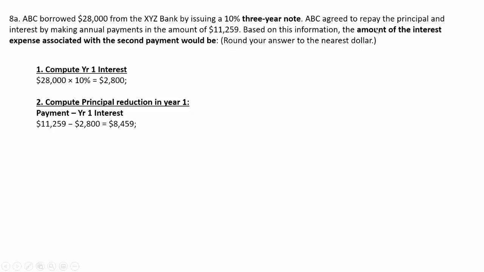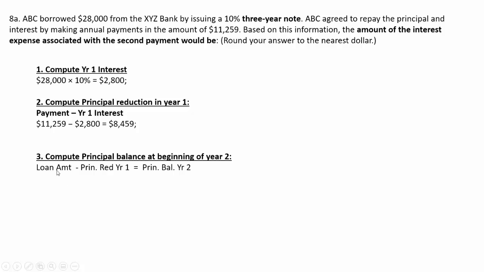Now they want to know the amount of interest expense associated with the second payment, which would be in year 2. So the next thing we have to do is compute the principal balance at the beginning of year 2. The principal balance will be the loan amount, $28,000, minus how much we paid on the principal, which was $8,459. That was the total payment minus the interest, the amount of principal we paid on that loan. So the loan amount minus the principal paid in year 1 gives us the principal balance of the loan in year 2.